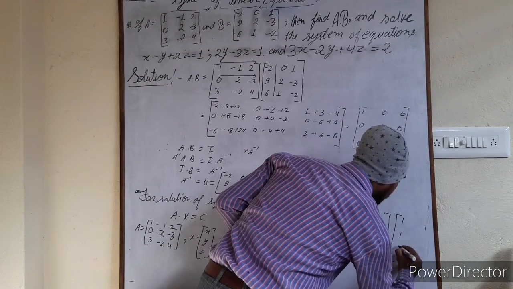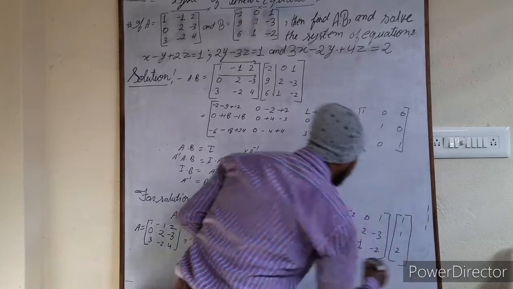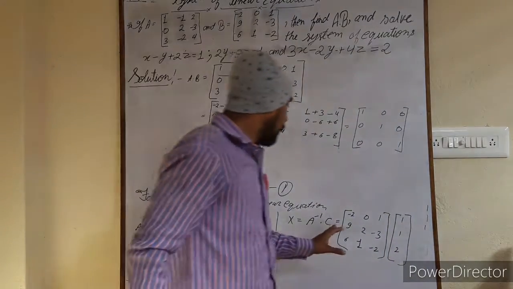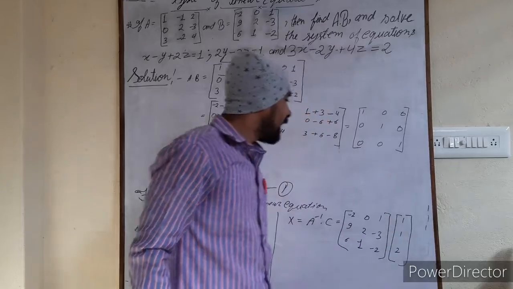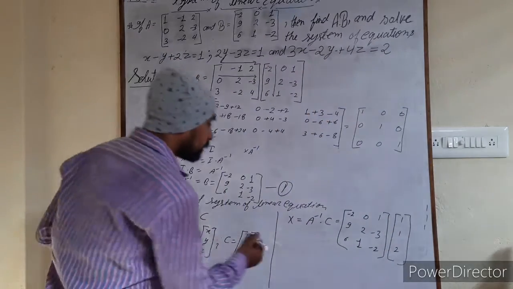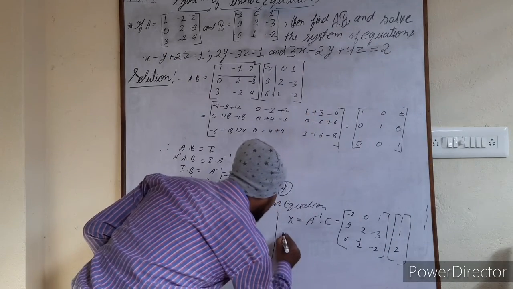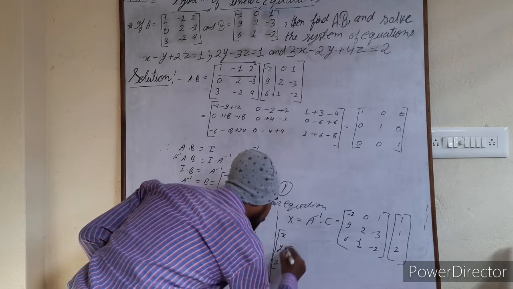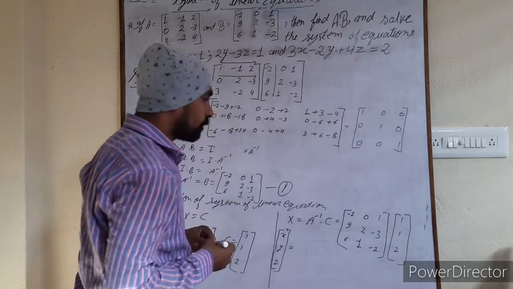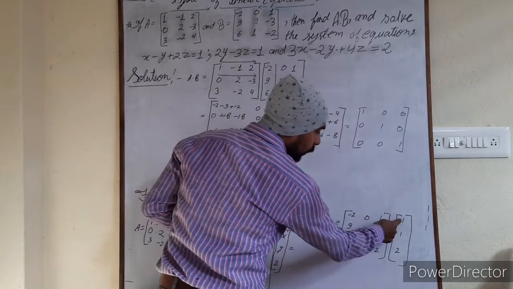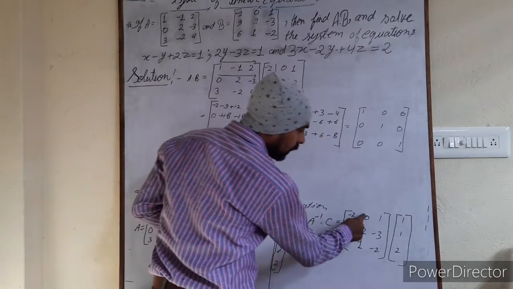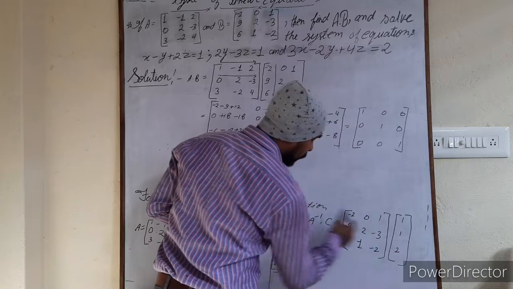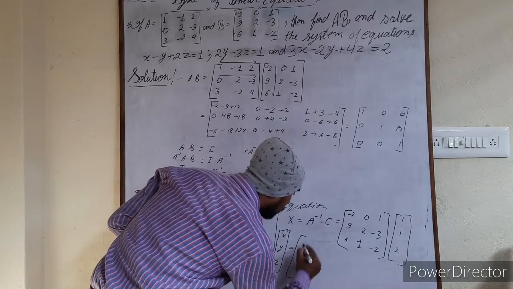So 1, 1 and 2. After that, you have to find out the product of these two matrices. I know that you are able to do so. So x will be written as x, y, z and it will be -2 into 1, -2, then 0, then +2. So finally it will be 0.